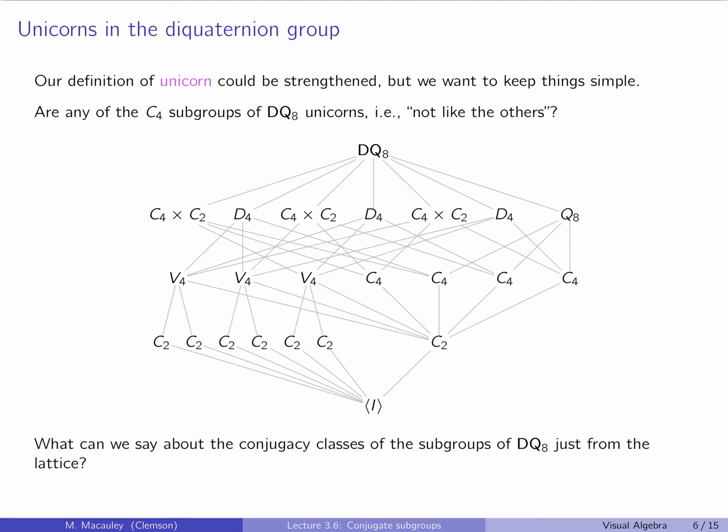But if you look more carefully, you'll see that one of these subgroups here has 3 parents that are all C4 cross C2, whereas these 3 are all contained in a quaternion, a dihedral, and an abelian subgroup.